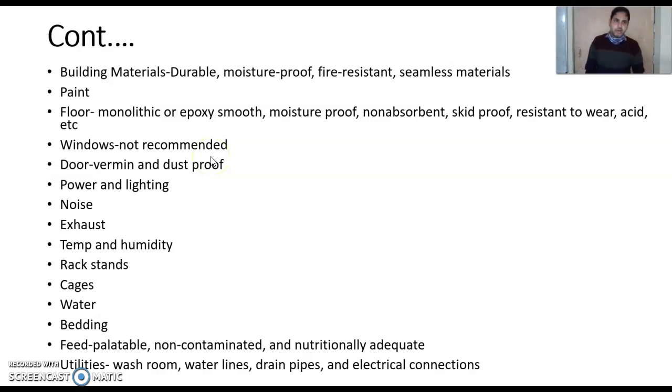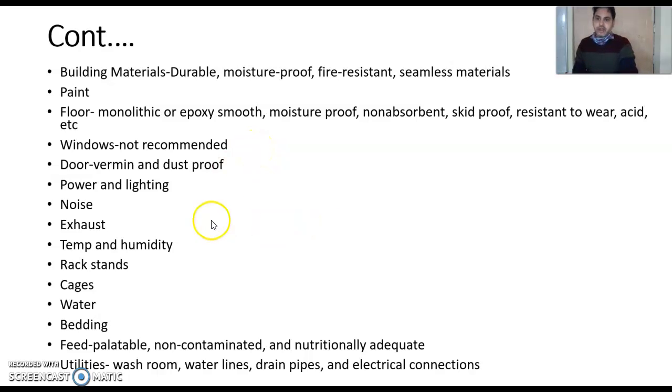Windows are not recommended in an animal house facility, particularly where you keep your animals. Doors should be vermin and dust proof, and should have noise control also. Power and lighting, and noise levels have to be maintained in your animal house as per the guideline. Exhaust you can put particularly in the washing areas. Temperature and humidity have to be controlled as per regulatory guidelines. You should have rack stands where you can keep the cages, with water bottles and everything in the cages. You should have bedding material which you can keep in the cages for the animals.